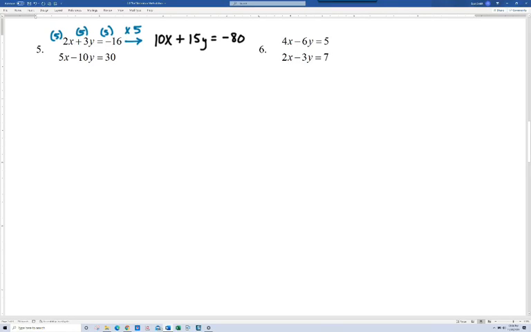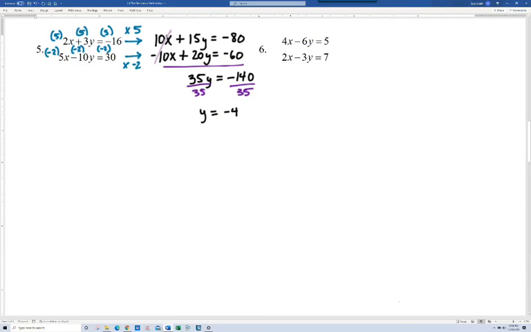And then I want to multiply the second equation. I need a negative 10x right here. And so I'm going to have to multiply by negative 2. And so we're going to get negative 10x, which is what we were expecting and how we set it up, plus 20y is equal to negative 60. So we're going to go ahead and add everything together. You can see we're going to get 35y is equal to negative 140. And if you divide both sides by 35, you get y is negative 4.